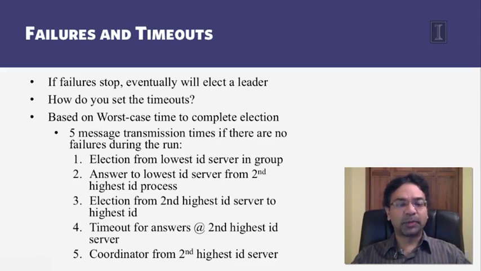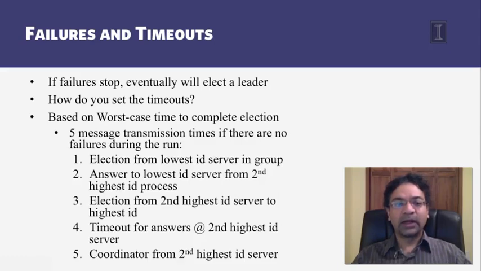The worst case time turns out to be 5 message transmission times if there are no failures during the run. And you can set your timeout to be this. Why is it 5 message transmission times? Well, consider the worst case, which happens if the election is started from the lowest ID server in the group. So the lowest ID process in the group initiates leader election. Once it sends the election messages out, it receives OK messages.